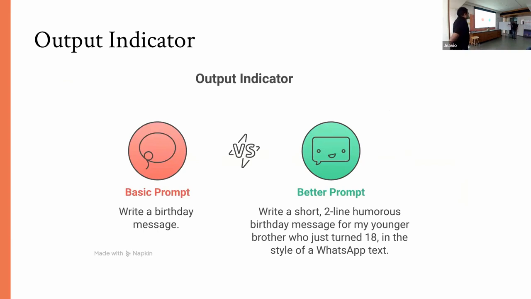Here also we are dividing into two basic prompts. The prompt is "write about the message," but the LLM wouldn't know what I want, whether I want a two-line message or a whole email or anything else. So if you provide an output indicator that I want the answer to be in a short two-line humorous birthday message, then the chances of you getting a better output are high. So these are the basics of all the elements of the prompt, how you design the prompt from the bottom up.